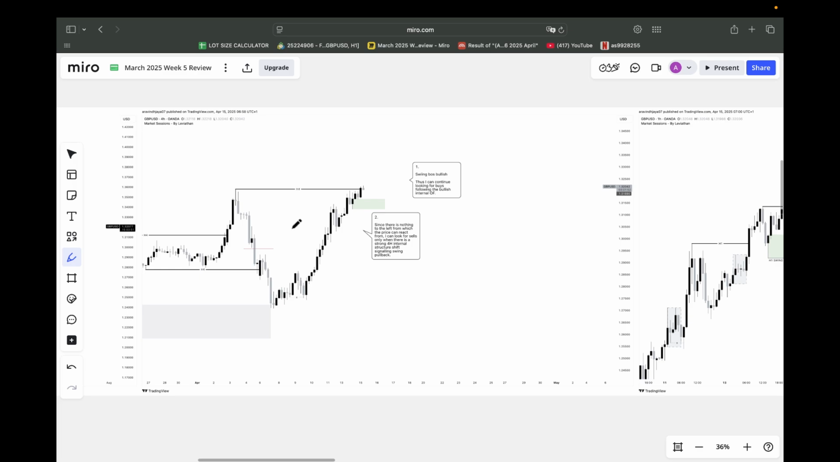So this is the 4-hour chart. The 4-hour is actually BOS bullish. So I can continue to look for longs till the price makes a strong bearish shift, after which I can understand that the price is going to make the swing pullback. And then this is the discount level, the 50% of the range. I can expect the price to pull back at least to the 50% of the range.